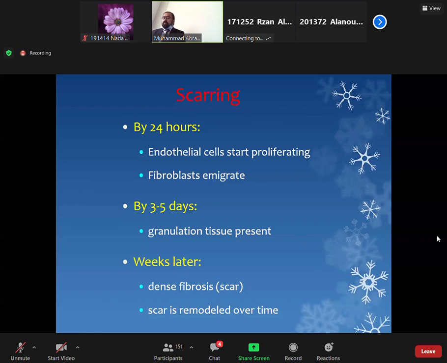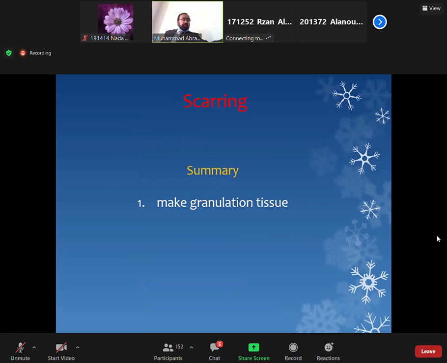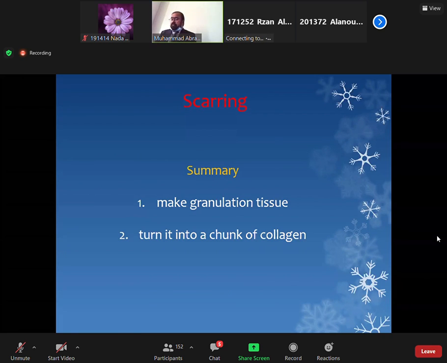A week later, a dense fibrous scar will be formed, and the scar is remodeled over time. Remodeling of the scar usually takes a little longer, or months. Now, summary: making granulation tissue is very important, number one, and turning it into a mass of collagen, and then finally this collagen will be remodeled because the fibroblast is continuously throwing collagen, and finally the collagen will be made in a perfect way.